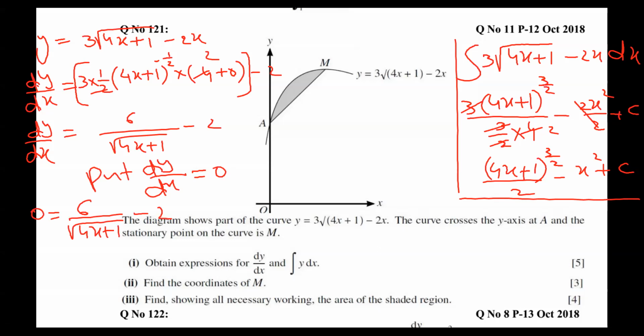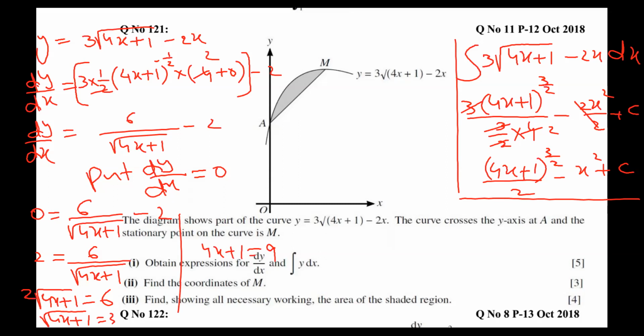So this 2 goes on this side. Now 6 over square root of 4x plus 1. Cross multiply, it goes there. 2 times 2 square root of 4x plus 1. This 2 divides, it gives you root 4x plus 1 equals 3. Now we have one choice only, squaring both sides. When I square both sides, I get 4x plus 1 equals 9. And 1 goes there, 8. And 4 divides, we get x is equal to 2. Alhamdulillah. So we got x is equal to 2.